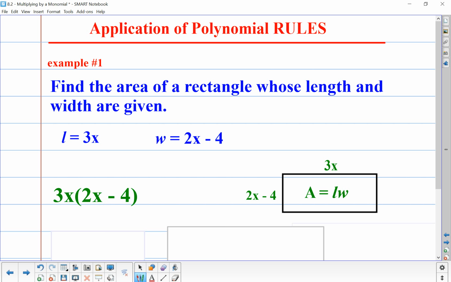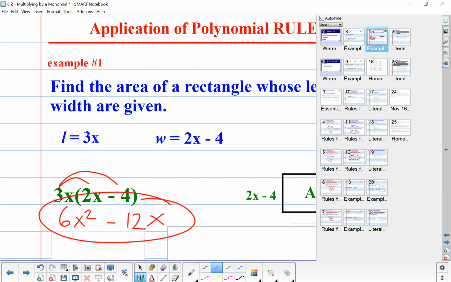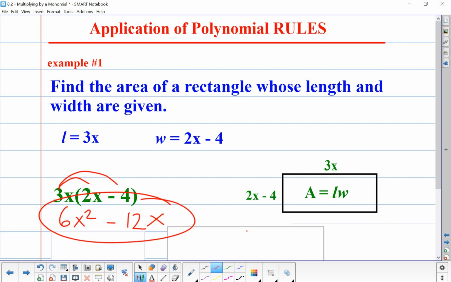We would distribute our 3x. We would distribute it twice, right? So we're going to get 6x squared minus 12x. And we remain here. We cannot combine an x squared and an x together. Alright, that concludes our lesson on multiplying monomials times other polynomials.